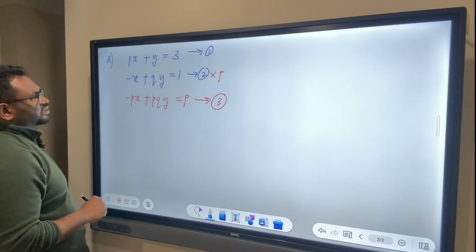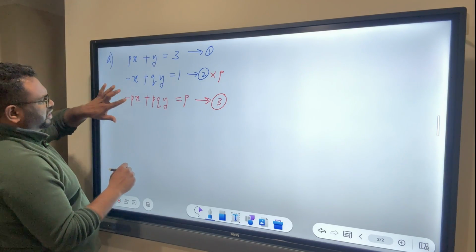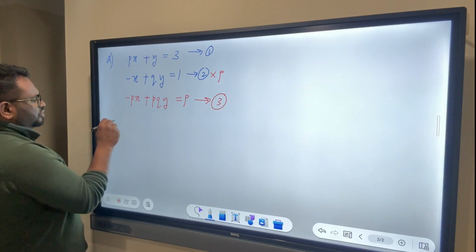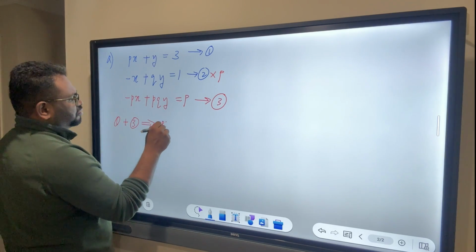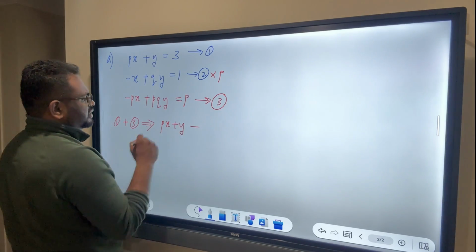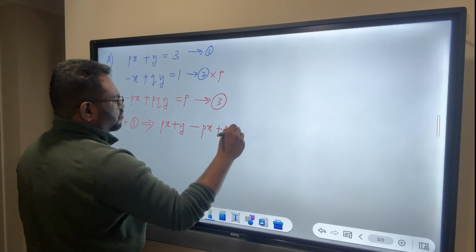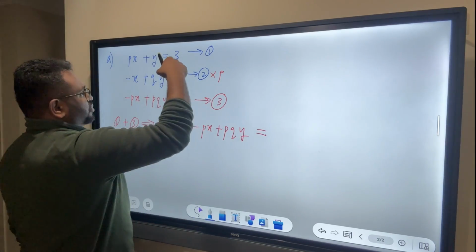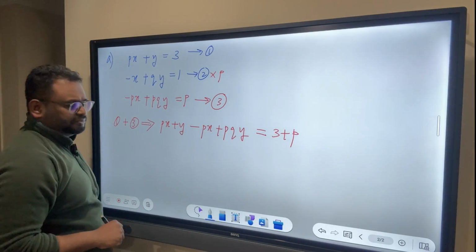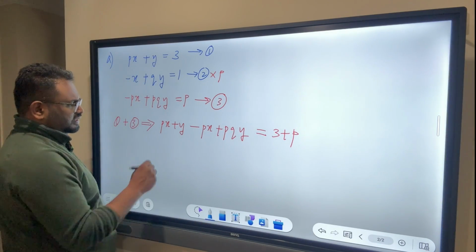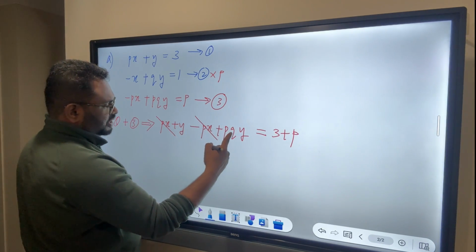Okay. So now again, if you look into these two, plus px minus px, you're going to add those two. So it's going to be 1 plus 3. If I do that operation, I get px plus y minus px here, and then plus pqy here, and then you are going to add 3 and p, so 3 plus p. Cool. Now you can see px is gone, so you can see here y plus pqy.